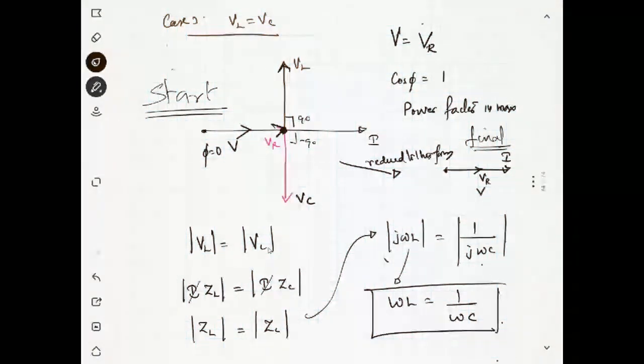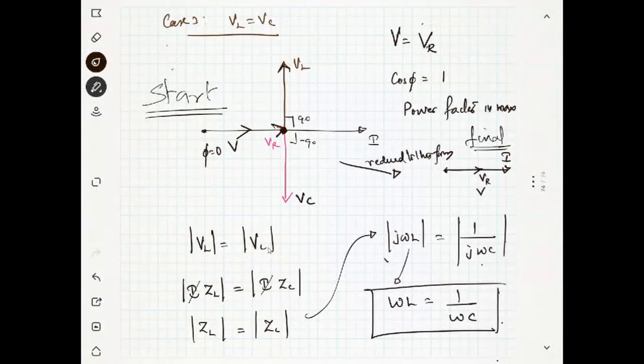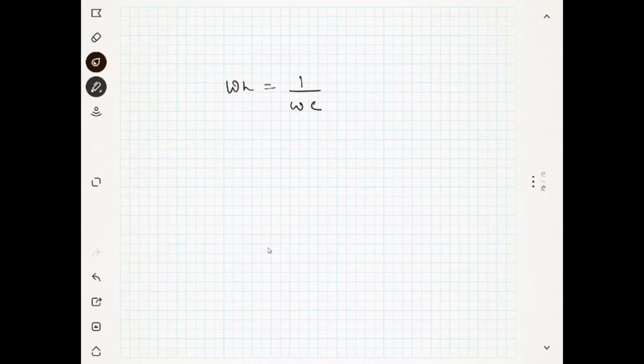Omega here is the same, therefore we can cancel omega. You're saying L equal to 1 by C? This is omega L, which is equal to 1 by omega C. Can we cancel omega also? No, sorry, one is the numerator and another is the denominator. So it doesn't mean that L equal to C.